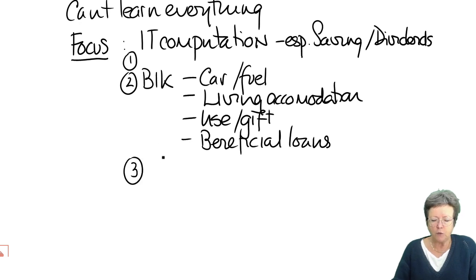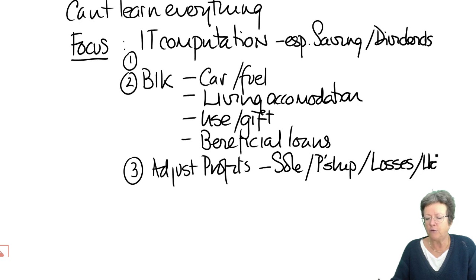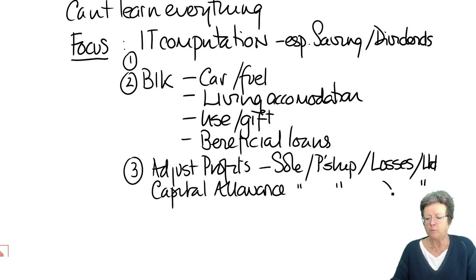For sole traders, adjust profits. That always comes up. Adjusted profits. Why? Because it works for sole traders, partnerships. They can ask it in a losses question, and it also is the same for a limited company. Capital allowances. Again, sole trader, partnership, limited company.